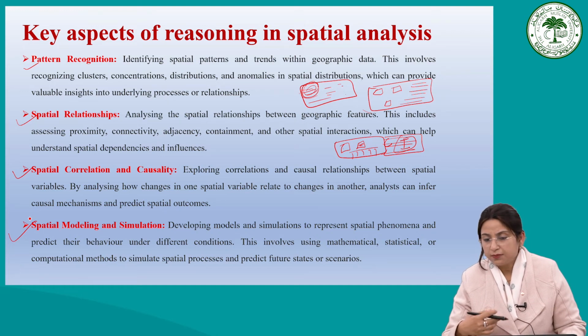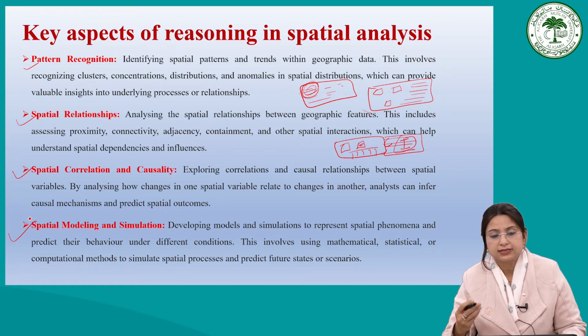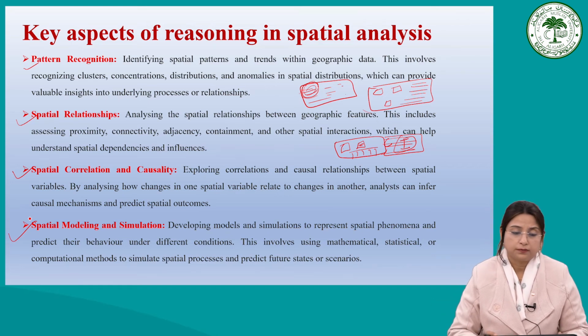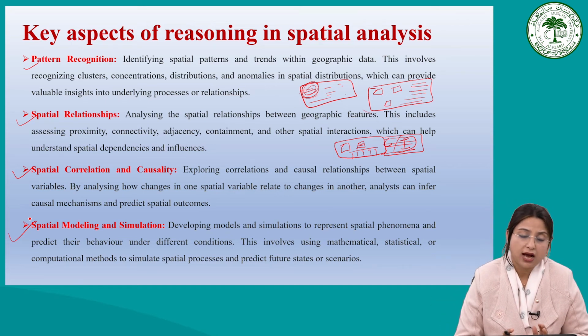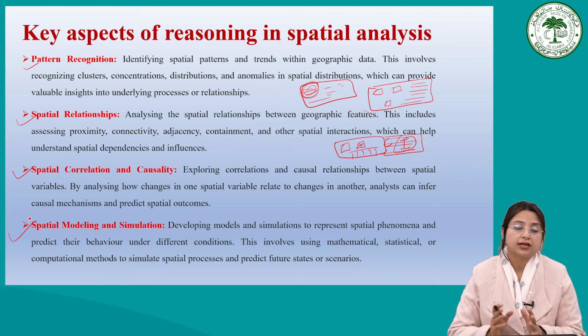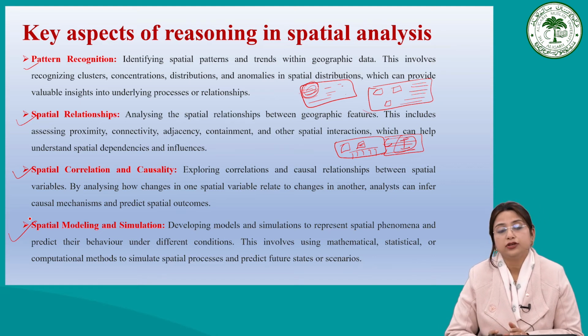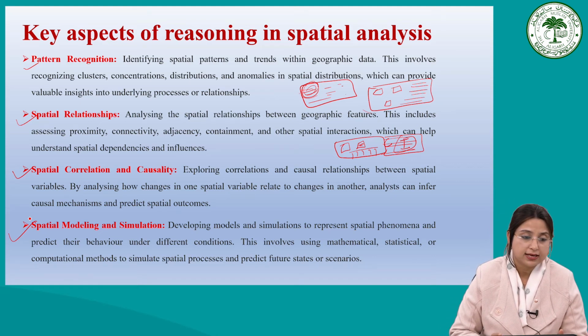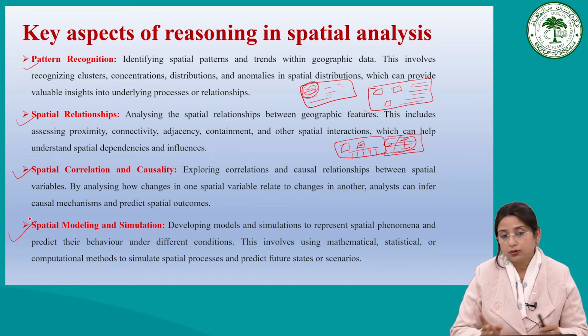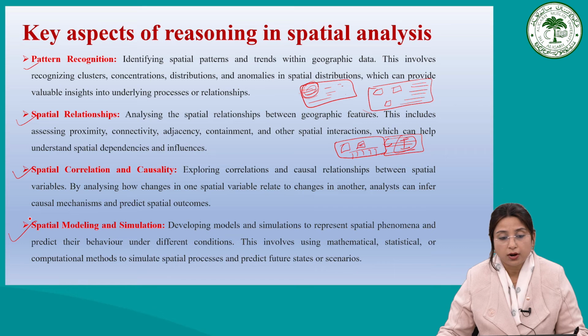These models may be mathematical models, statistical models, or computational models. For example, for reasoning out the future land cover, we can use an ANN model, that is, a neural network model, or we can use the Markov chain model. So reasoning also helps in spatial modeling and simulation.